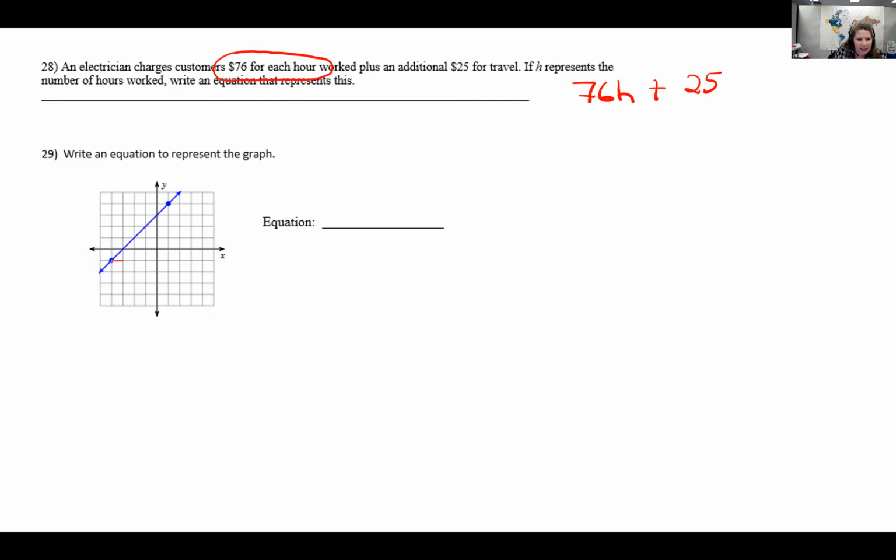So this is our slope. It's positive, I noticed that first thing. And then I'm going to do rise over run. So the rise is 1, 2, 3, 4, 5 over 1, 2, 3, 4, 5. So 5 over 5 is just 1. So y equals 1x, which is just x, plus 1, 2, 3. Our y-intercept is 0, 3.